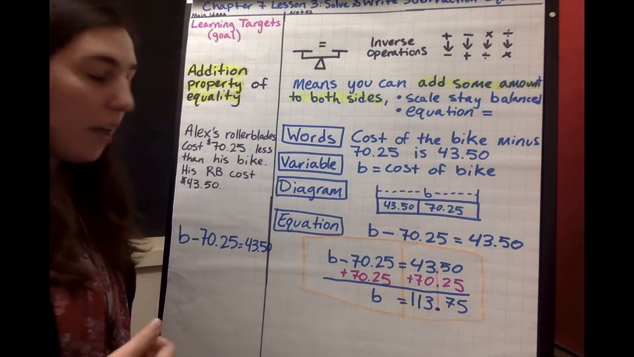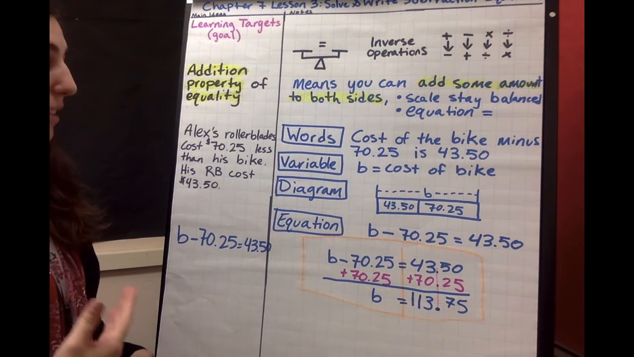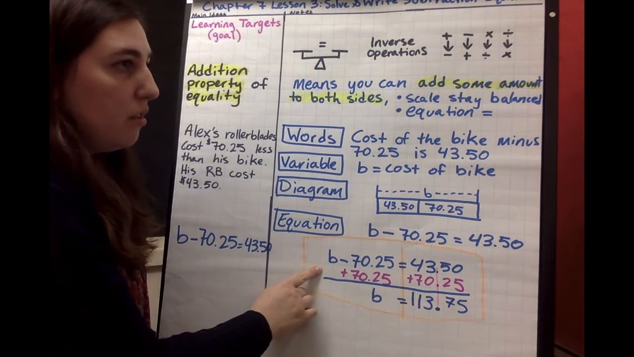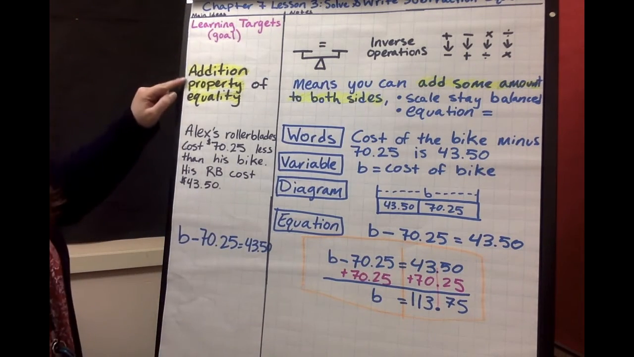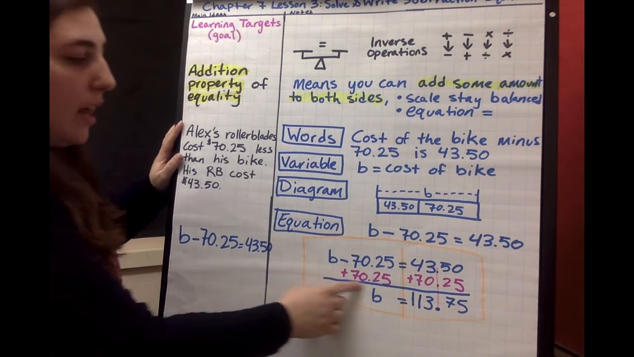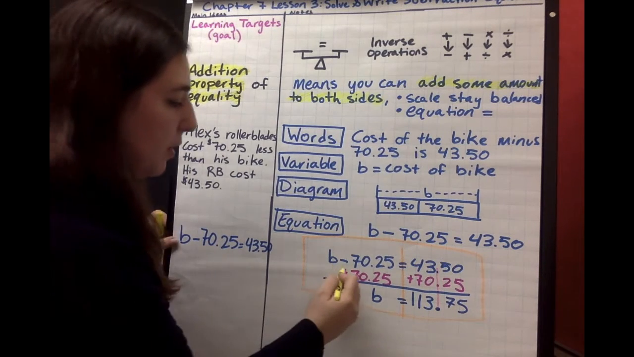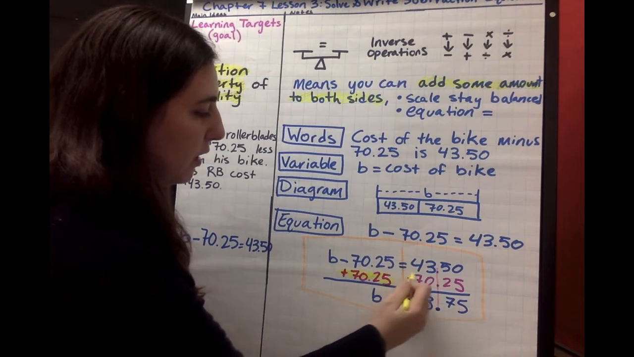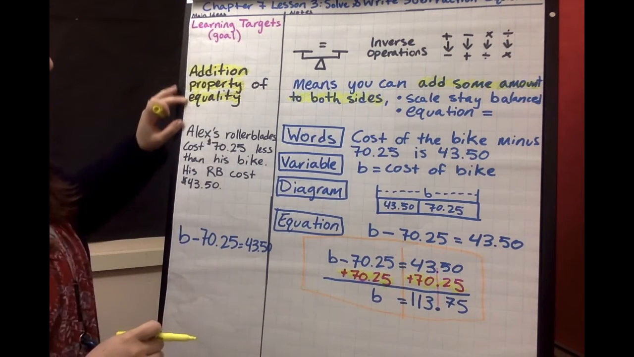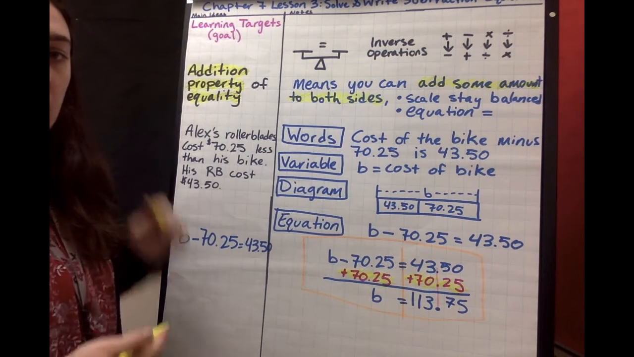So that's our other learning target. I can solve a subtraction equation, which this is a subtraction equation, okay, by using the addition property of equality. And we did that here. I'm going to highlight this right here because this is important. This yellow, same yellow over here, this means that we just used the addition property of equality.